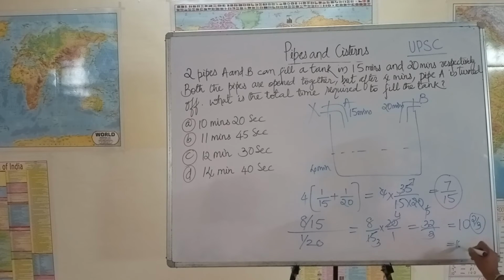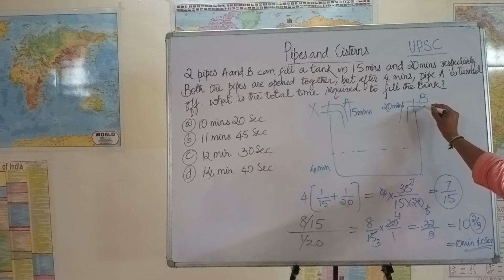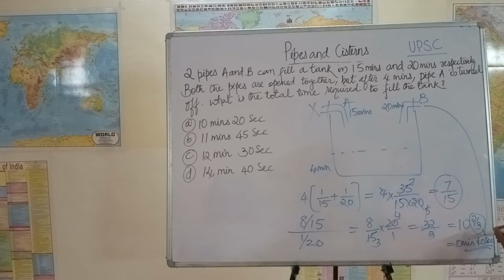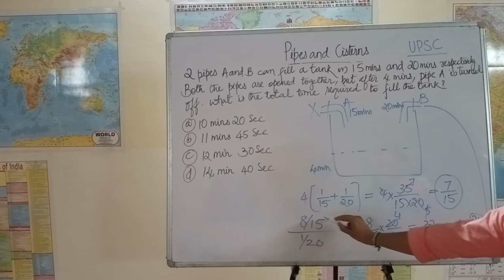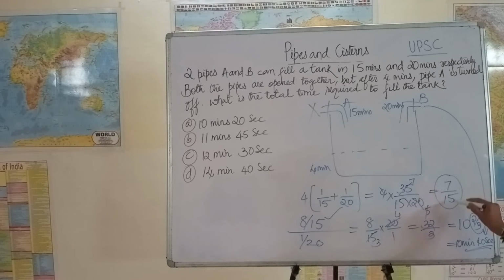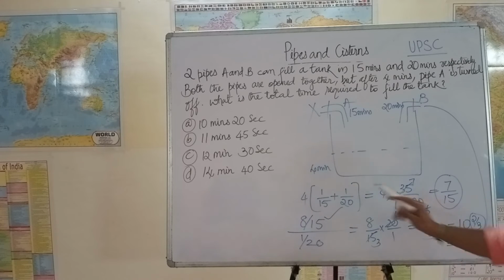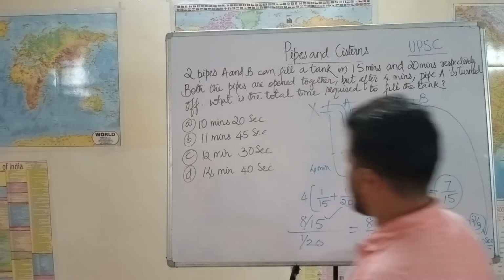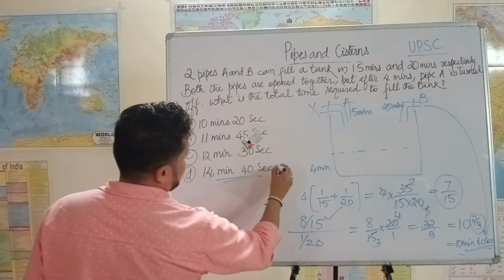So 10 minutes 40 seconds. So B takes 10 minutes 40 seconds to fill the remaining 8 by 15 of the tank. But the first 7 by 15 is filled in 4 minutes. That 4 minutes plus 10 minutes, 14 minutes 40 seconds. So 14 minutes 40 seconds. This is the right answer.